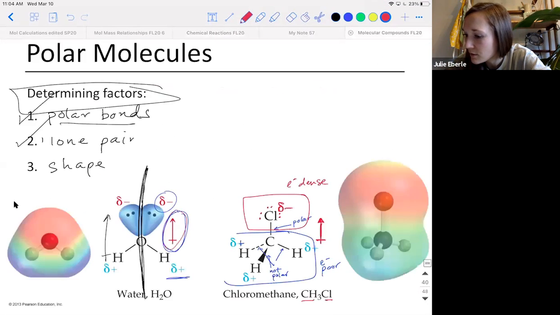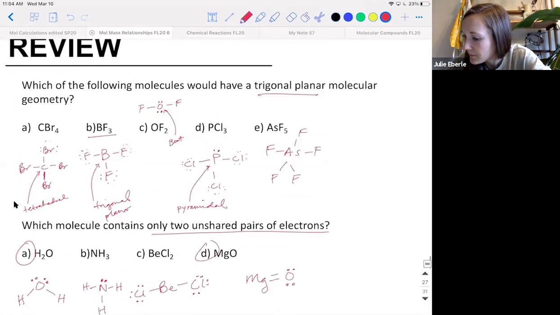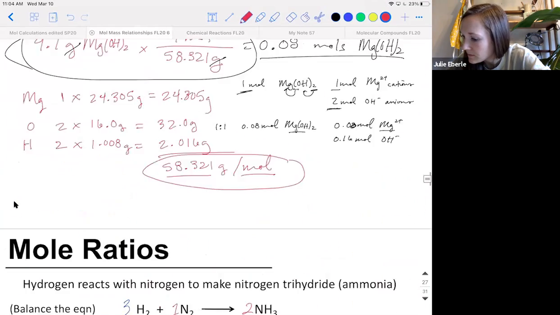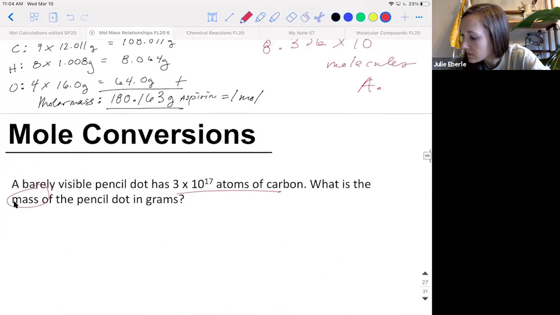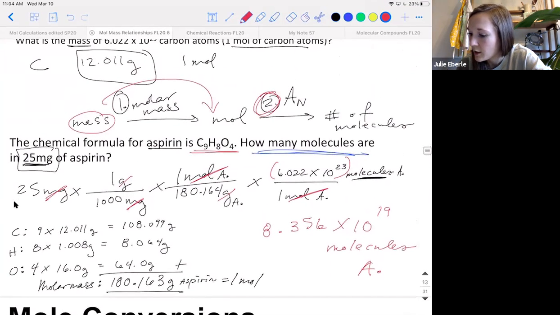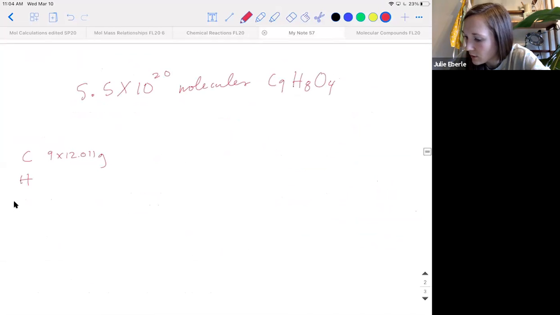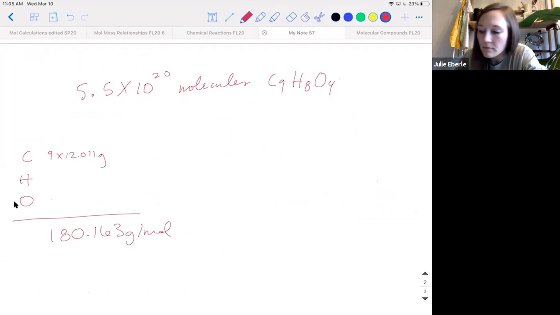Nope, not that one. I'm scrolling up because I remember doing this. Look at that. So we've got aspirin. Molar mass is right here, 180.163. We're just going to use that. So total, when you do all the hydrogens and the oxygens, it's 180.163 grams per mole.